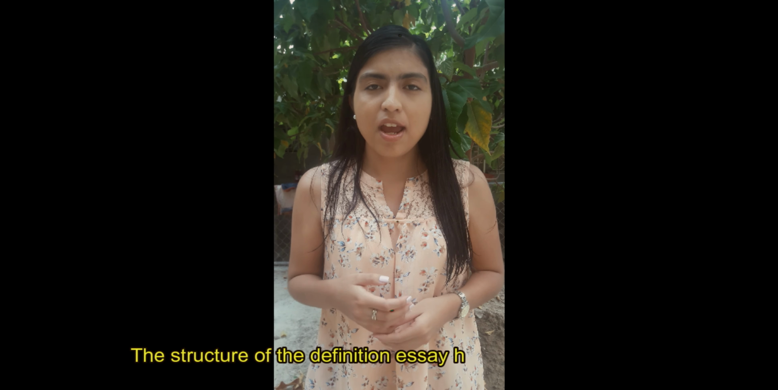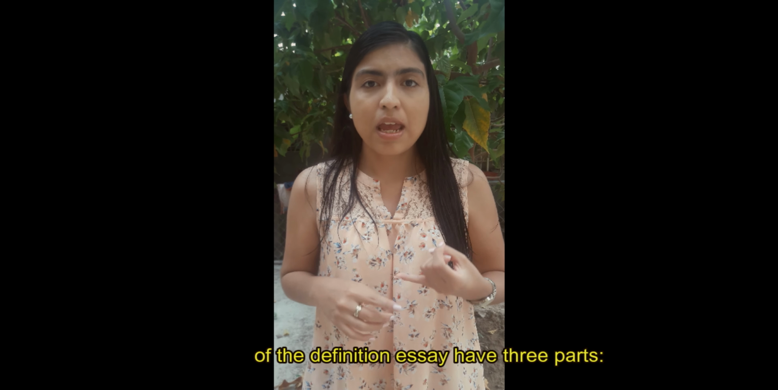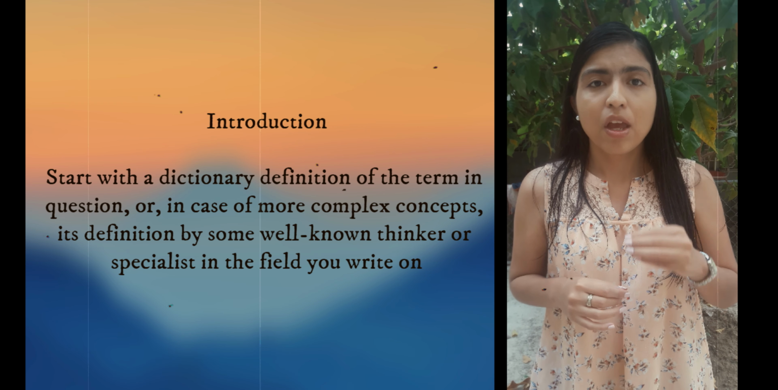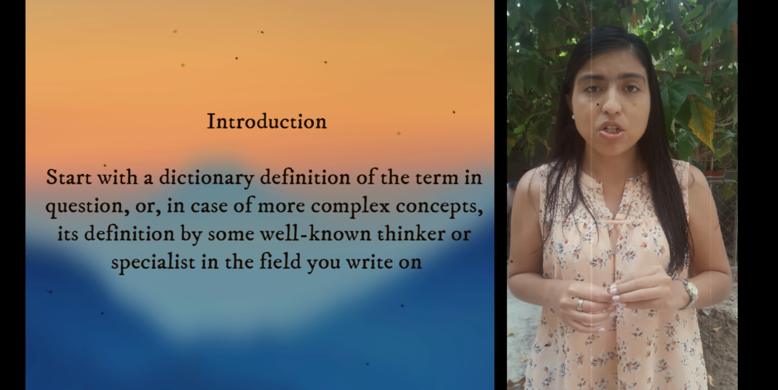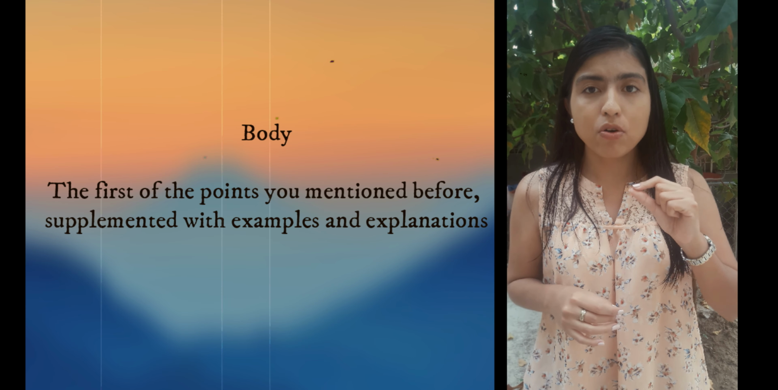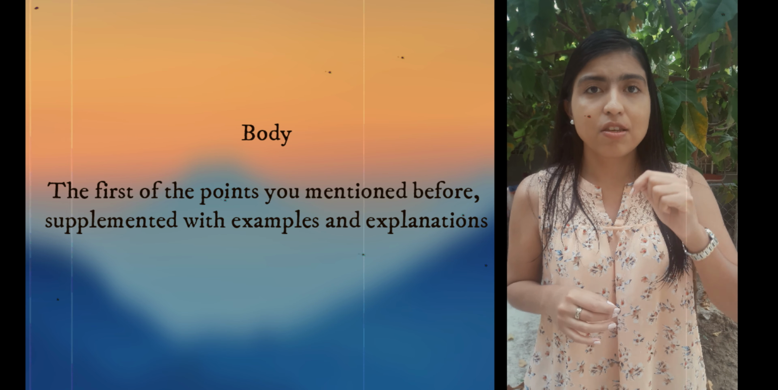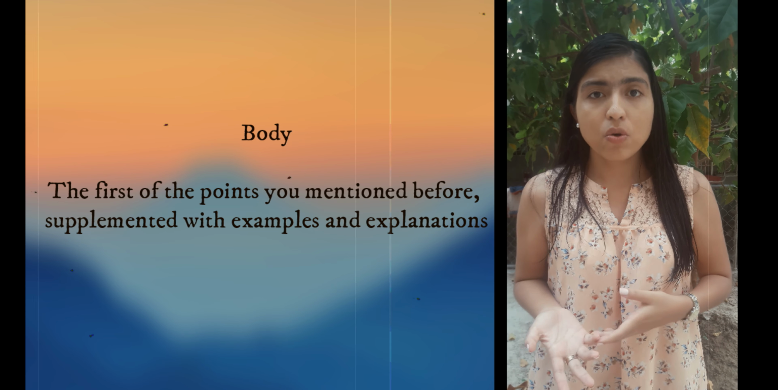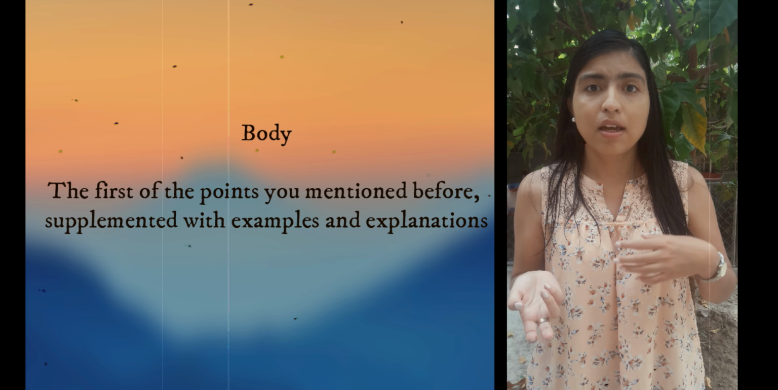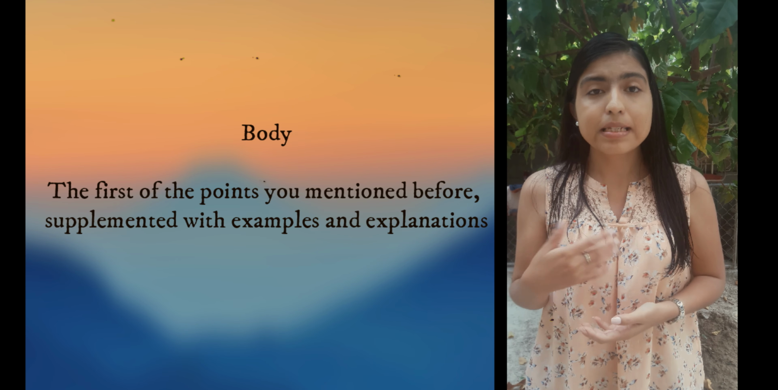The structure of the definition essay has 3 parts: introduction, body, and conclusion. Introduction: start with the dictionary definition in question. Second, body: you mention important points of the definition and analyze them. And you can use facts, anecdotes, or examples.